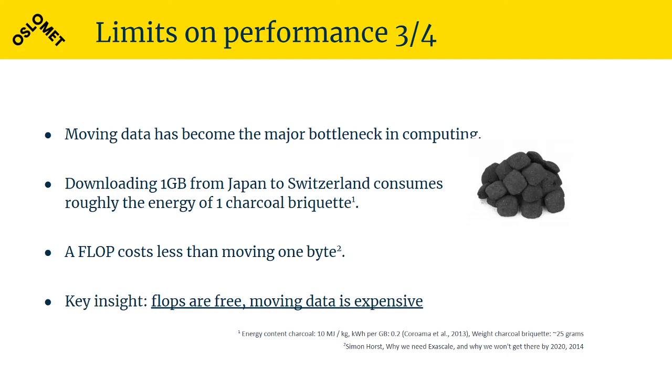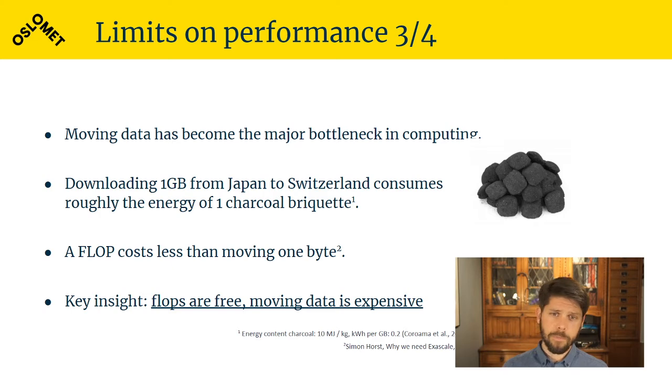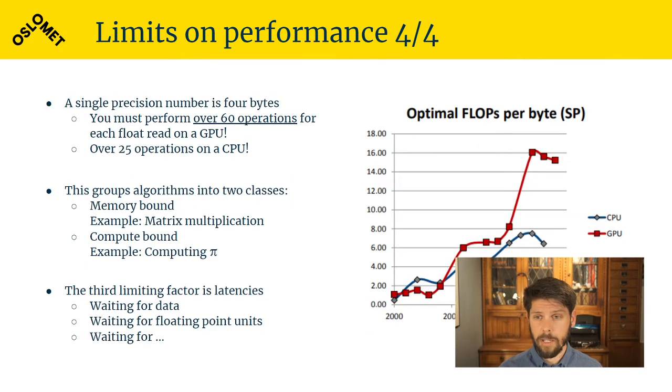Essentially, if you look at today's CPUs, a single floating point operation, a flop, costs less than moving 1 byte. So moving data into your chip is more expensive than working with it on your chip. The key insight here is that flops are for free, but moving data is expensive. Flops, floating point operations, are your plus, minus, multiply, divide. Think of those operations as free, and think about moving data as expensive. We'll come back to this later on, but let's see how bad this actually is.